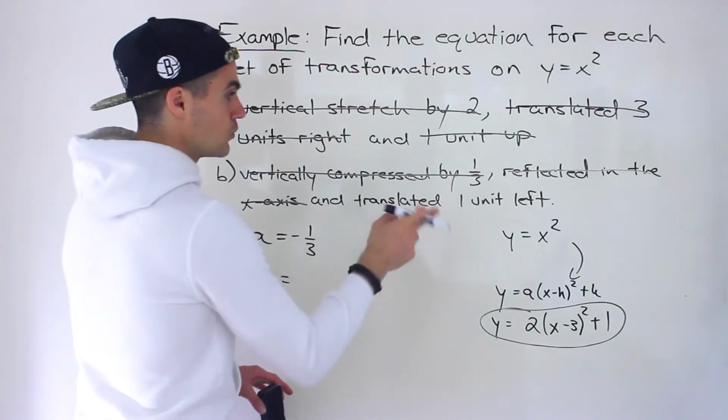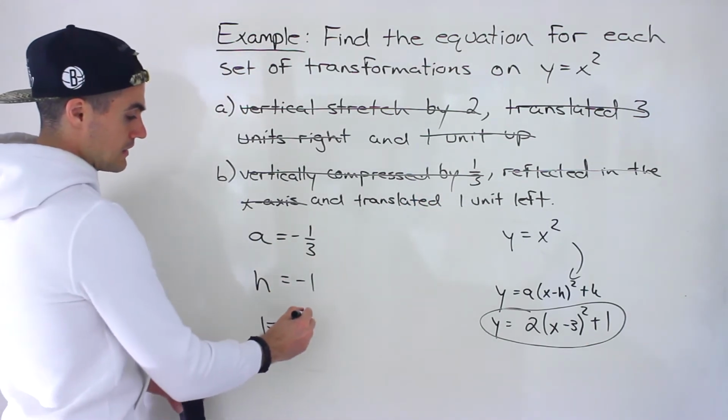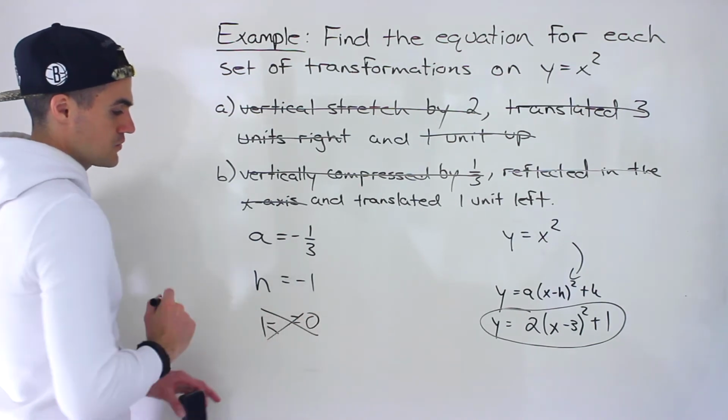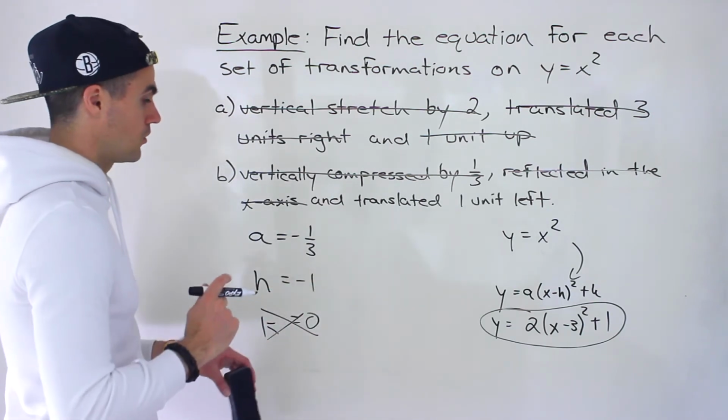And then it's translated 1 unit to the left, meaning the h value is going to be -1, and then the k value is just 0. So we don't even have to worry about it. There's no translation up or down.